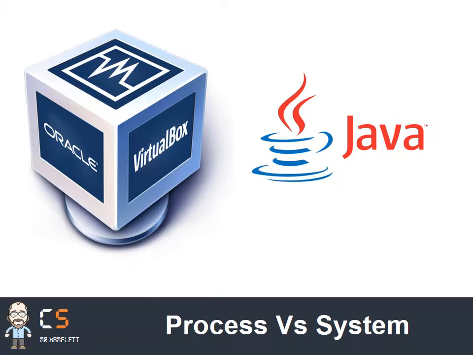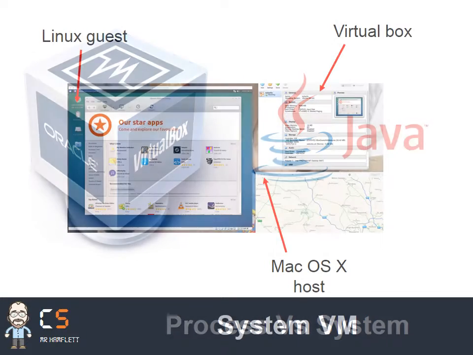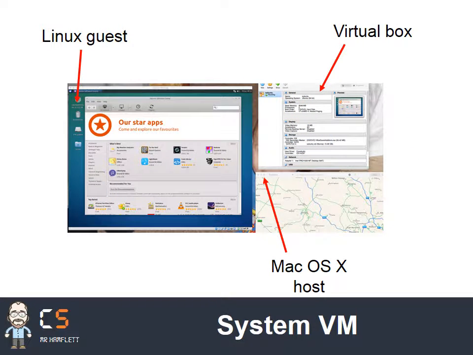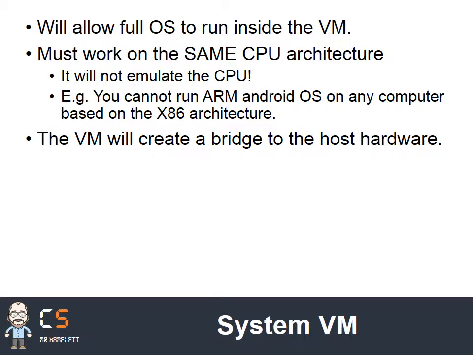So we're going to have a look at the difference between a process virtual machine and a system virtual machine. So in a system virtual machine, we'll have a guest operating system and a host operating system. So in this case, I've got a Mac OS as the host, and inside that we've got Linux running. Okay, so it allows me to run an entire new operating system from within the host. So it will allow full access to the operating system.